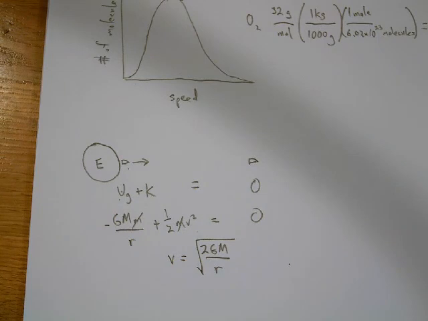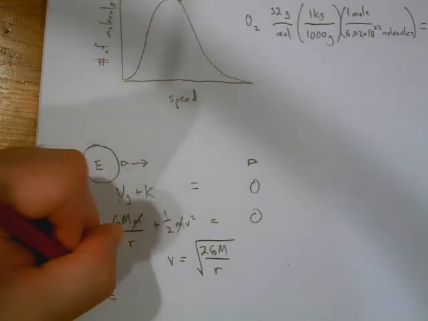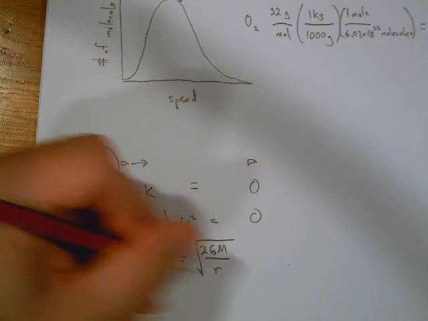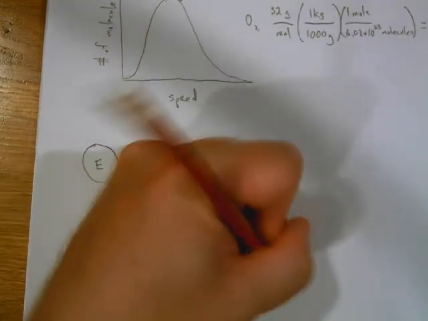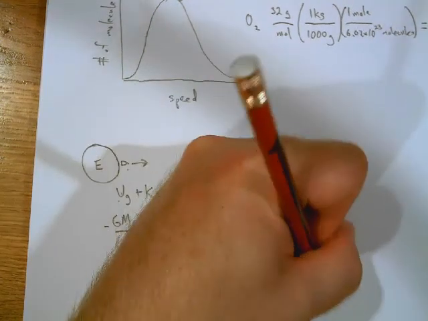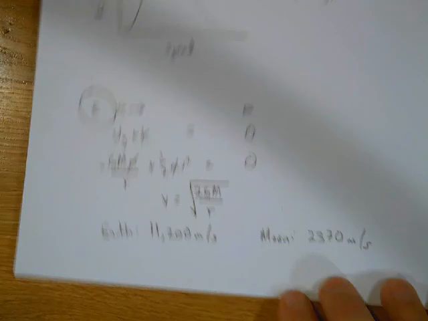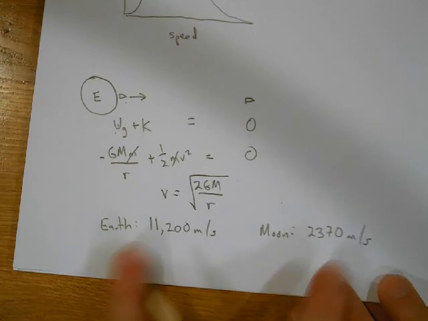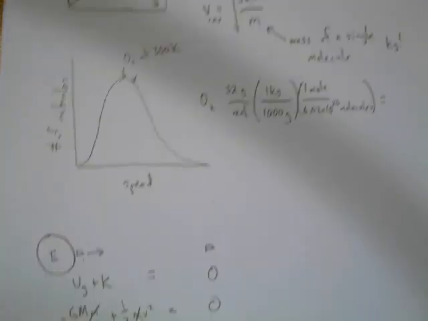In your packet, let me just look it up because I have my packet here. It says for the Earth, the escape speed is 11200 meters per second, and for the Moon, it was 2370 meters per second.